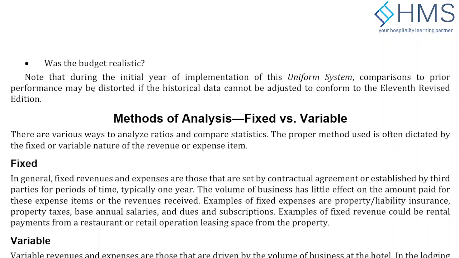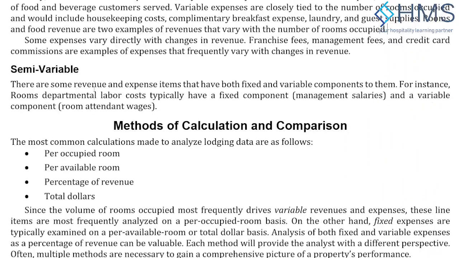So usually you will compare those expenses. We have the details in those things. The expenses we normally calculate either per occupied room, per available room, percentage of revenue, and total dollars. So if it's variable, we will calculate per occupied room. If it's fixed, you compare them by per available room, because available rooms remain fixed. So it's easier. Then you have percentage of revenue.